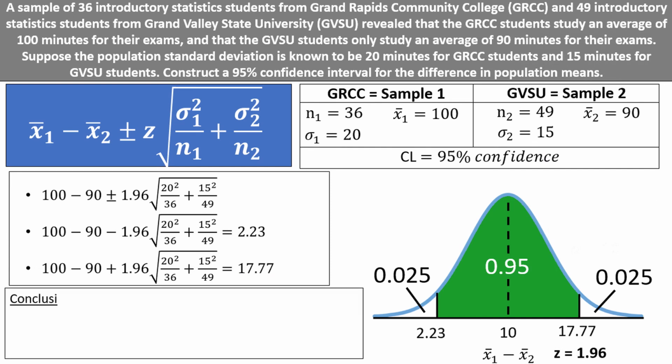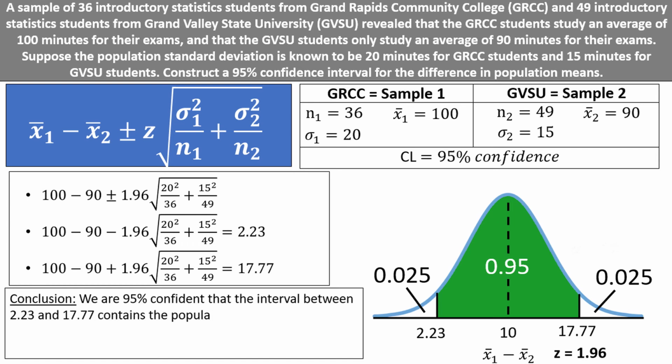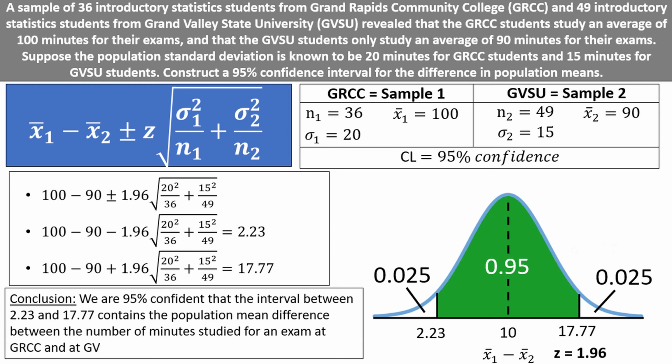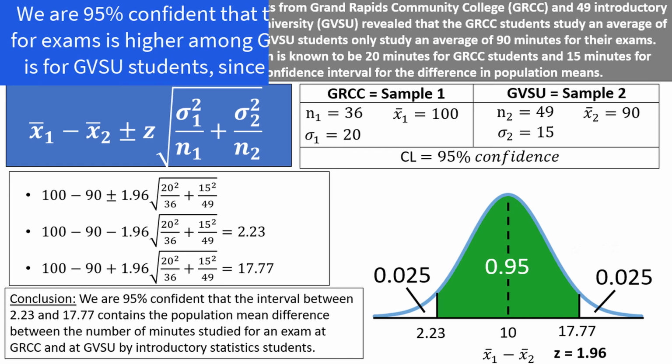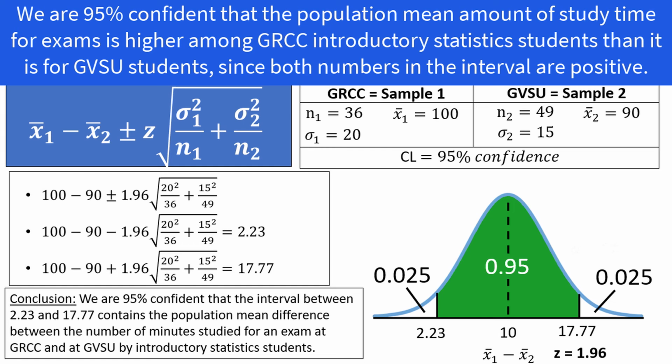Our conclusion is that we are 95% confident that the interval between 2.23 and 17.77 contains the population mean difference between the number of minutes studied for an exam at GRCC and GVSU by introductory statistics students. Also, we are 95% confident that the population mean amount of study time for exams is higher among GRCC introductory statistics students than it is for GVSU students, since both numbers in the interval are positive.